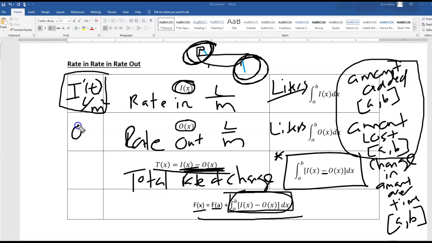So O prime of t will tell you how fast that rate is changing, and that will also be in liters per minute squared. Anytime you take a derivative, you divide by a time unit. So there's that. So it's possible to take derivatives of your rates in and your rates out. And just remember that if you take the derivative of a rate, you're dividing by a time unit. And all it tells you is how fast your rates are changing, because rates change also.